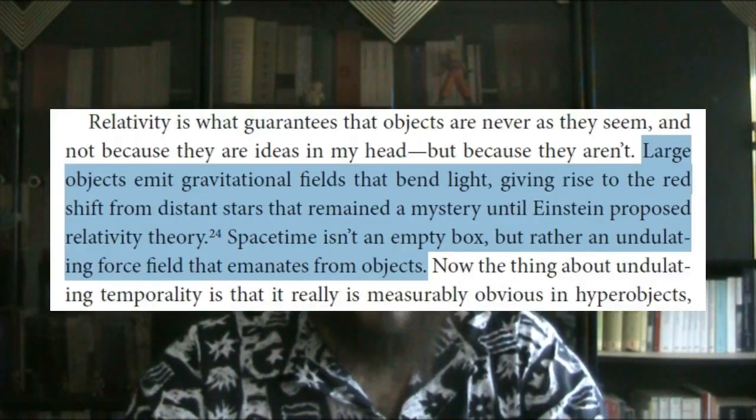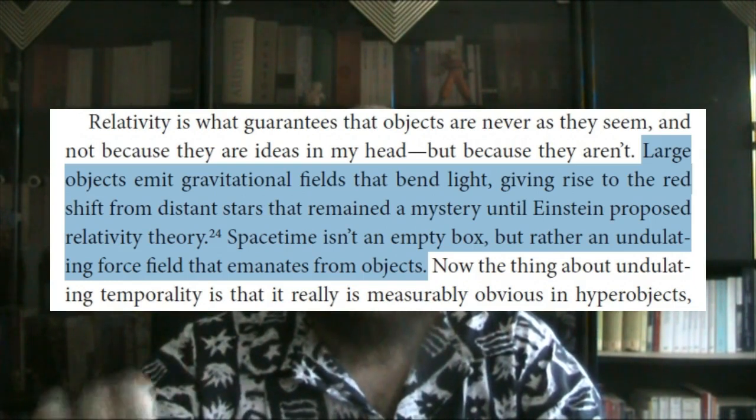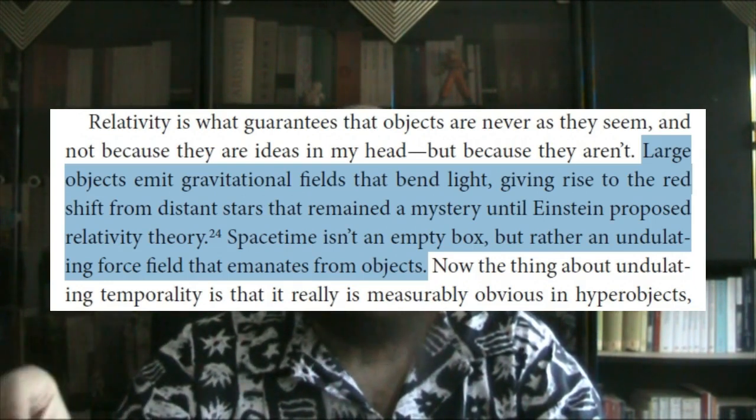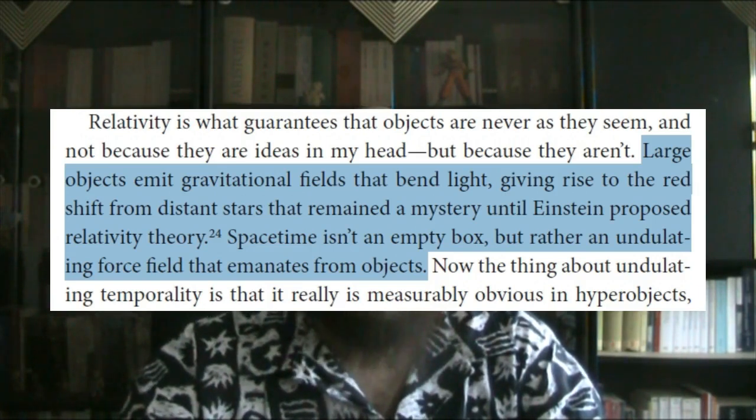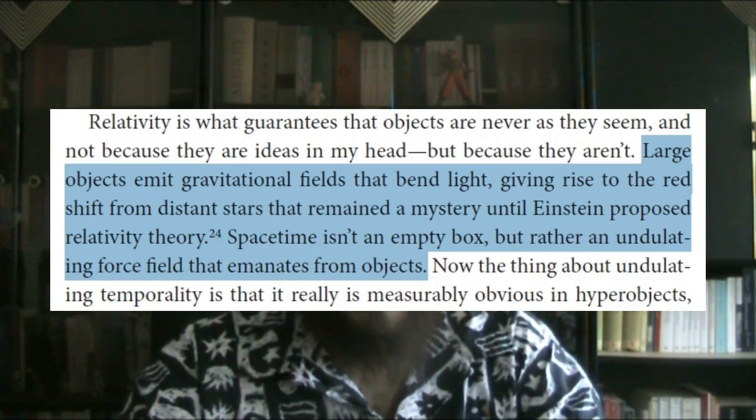He says, like, large objects emit gravitational fields that bend light, giving rise to the redshift from distant stars that remained a mystery until Einstein proposed relativity theory. Space-time isn't an empty box, but rather an undulating force field that emanates from objects. So hyperobjects do the same, I guess. They distort objects, bend their appearance because of the undulation that emanates from the objects themselves. Well, I'm not sure at this point if this is what he meant.